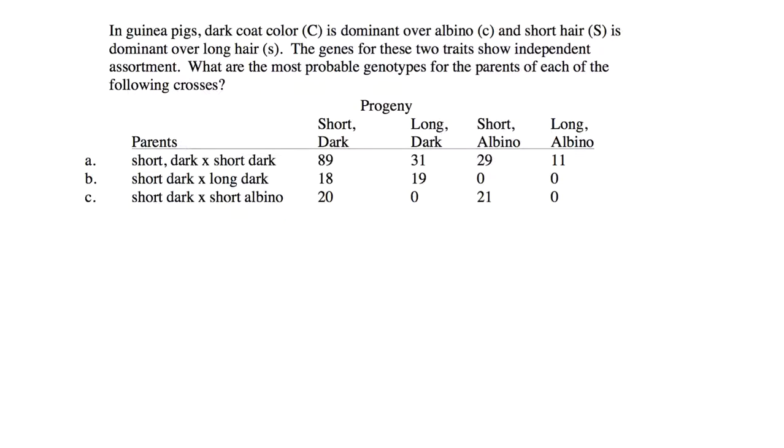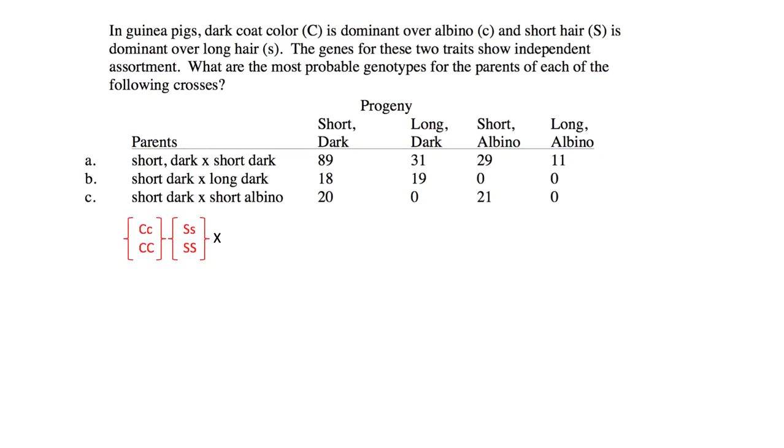Next is part C, which you may be able to see looks very similar to part B and how it's going to go. Start again first by looking at the parents' phenotypes and gleaning all you can. The first parent has the dominant phenotype for both genes, short hair and dark coat color. So we know that they could be either big C, little c, or big C, big C. And they could be big S, little s, or big S, big S.